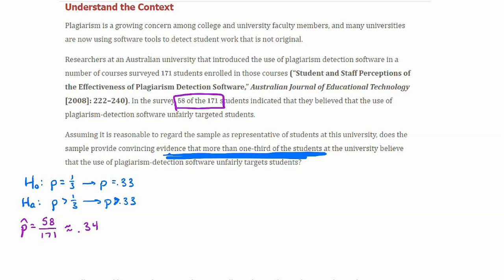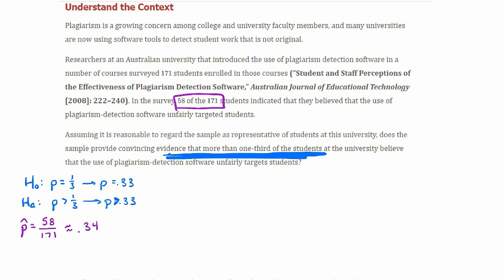Based on that, isn't it reasonable to conclude that out of all the students at this school, more than a third of them think it's unfair? 34% is more than a third. The question could have asked, do more than 30% think it's unfair? A question could ask, do less than 35% think it's unfair? So the numbers you see in blue are always based on the number we got in purple. If we get a sample of 34%, we can start asking questions.